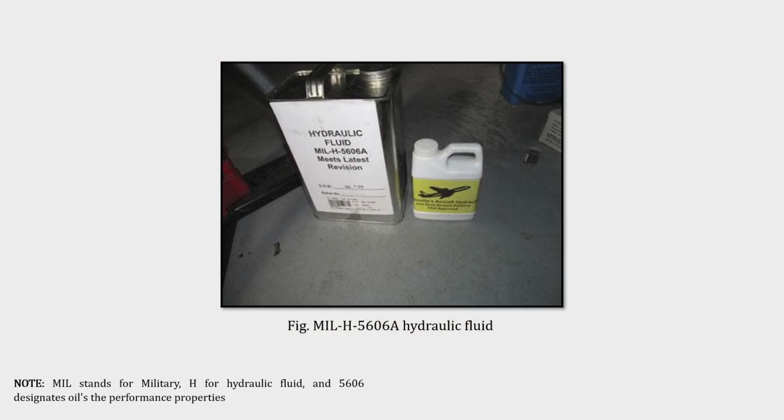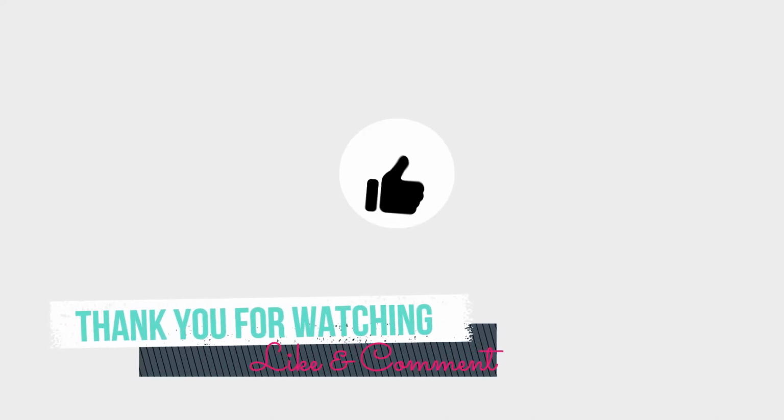Now we will come to the hydraulic fluid which is used in a strut. Basically MIL-H-5606A hydraulic fluid is used, where MIL stands for military, H stands for hydraulic fluid, and 5606 stands for the designated oil performance properties. These are the processes we have followed for the servicing and maintenance of the oleo strut.